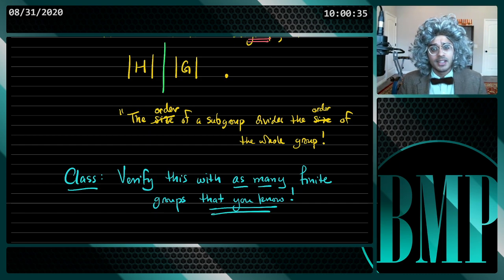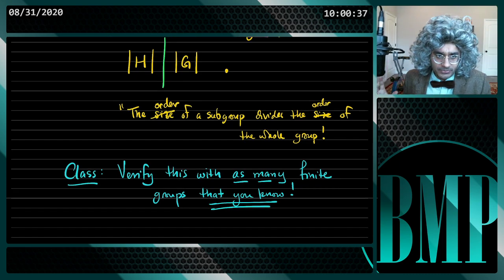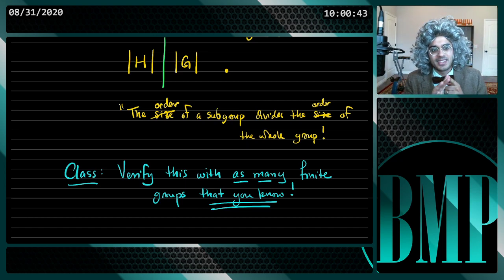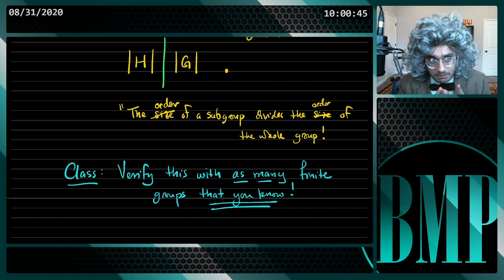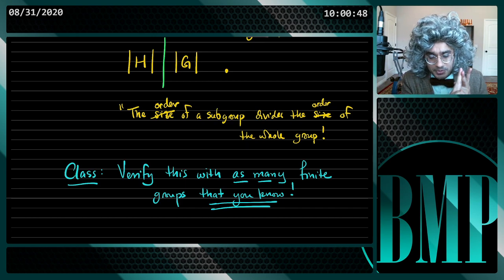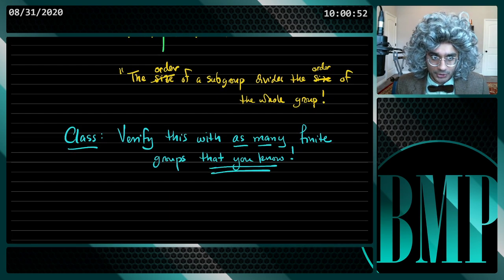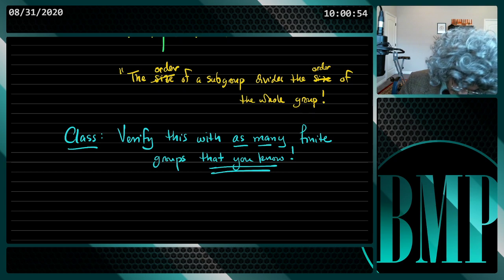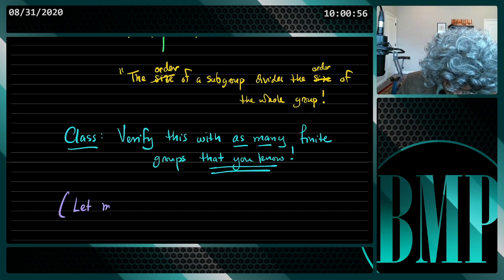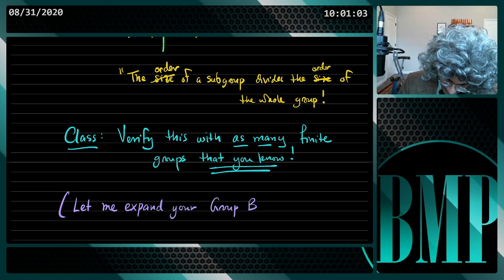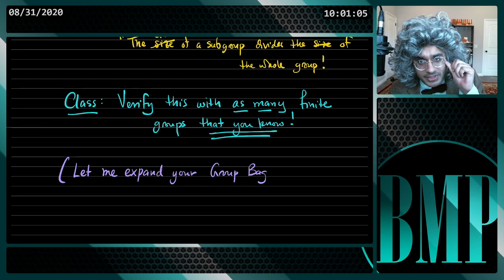Okay, so you have a big bag of groups now. Finite groups. Maybe that's not that big, actually. I think you have at least Z mod NZ. You have the dihedral groups. Let me show you another collection of finite groups that you have. So let me expand your bag real fast. I'll expand your group bag with a cheap trick.